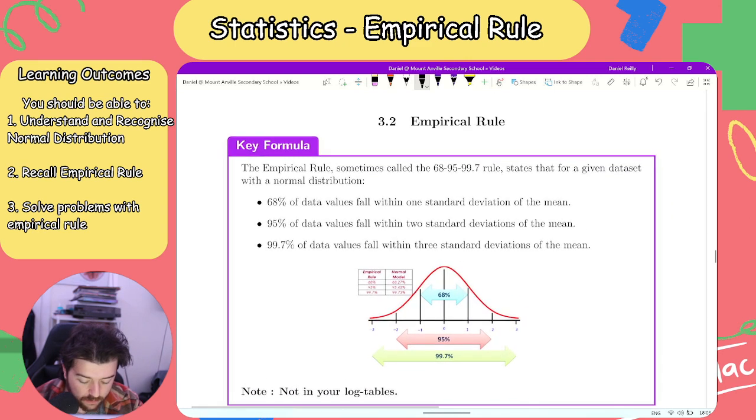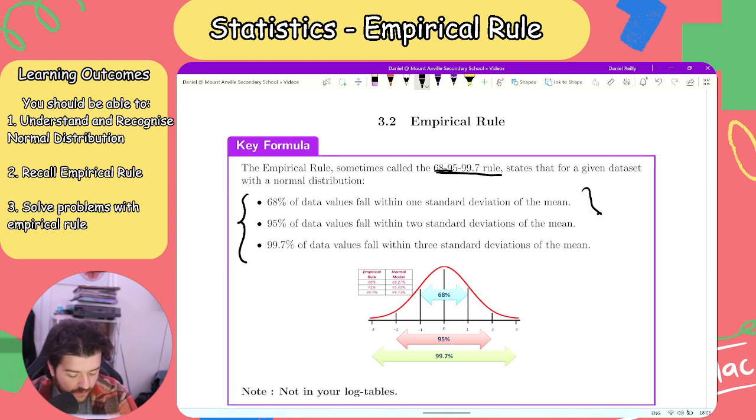So let's look at the empirical rule, sometimes called the 68, 95, 99.7 rule. Really rolls off the tongue, doesn't it? It states that for a given data set, if it's normally distributed, and this is really important, you have to learn this off for your Leaving Cert, as it's not in your log tables: 68% of my data falls within one standard deviation of the mean. 95% of my data falls within two standard deviations of the mean, and 99.7% of my data falls within three standard deviations of the mean.